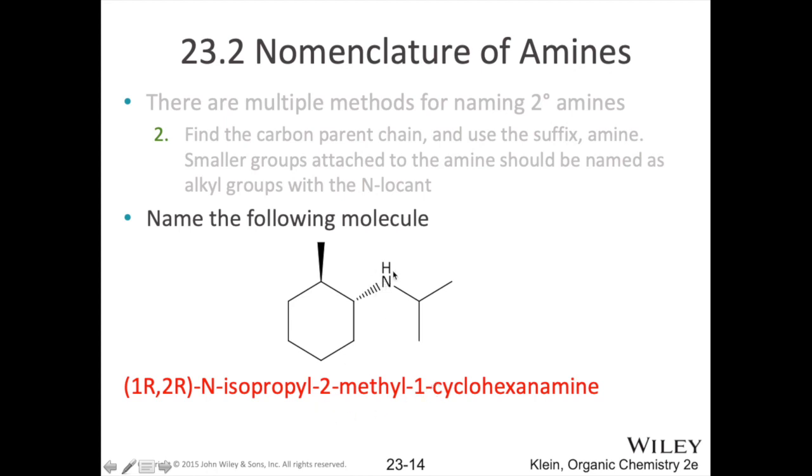And of course, if this was just NH2, if this were a primary amine, you would just call that 2-methylcyclohexanamine and be done there. But here we've got this isopropyl group as the alkyl group that's attached to that nitrogen to make it a secondary amine. And so the locant there is the N for the nitrogen.